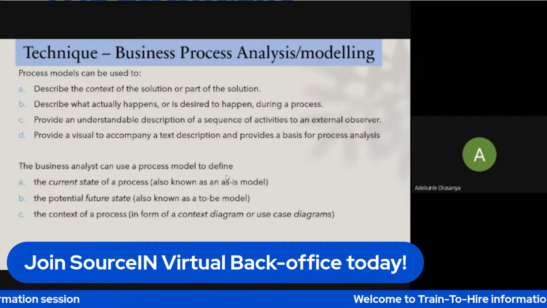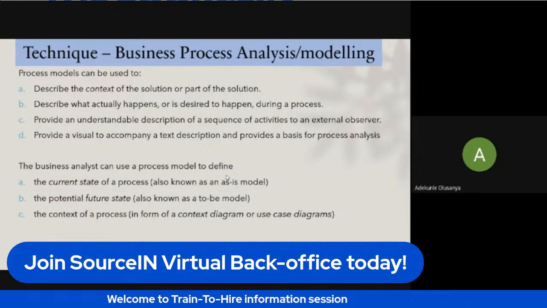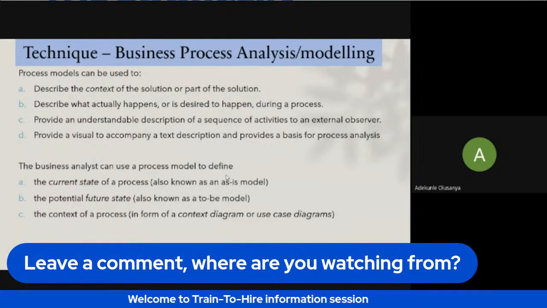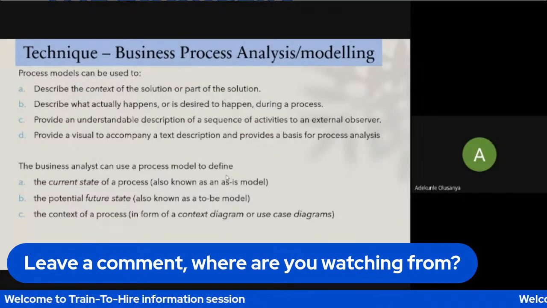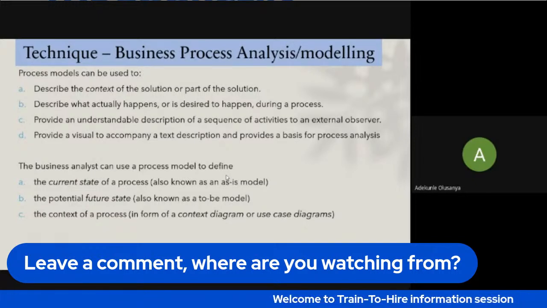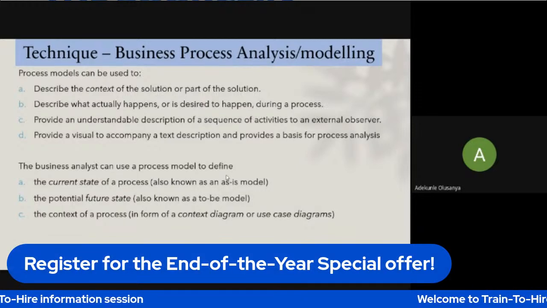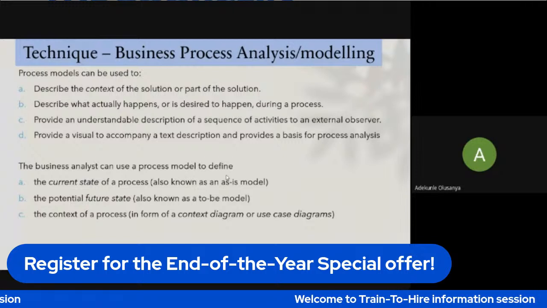So what this means is if you have a process model, it can also be useful because you want to further analyze the process. So you want to have a visual. Then it's easy for you to tinker, turn it around, turn it inside out, then to add to improve upon the process. Now, what I just said, a business analyst can use a process model to define the current state of the process, known as the as-is model, the potential future states, known as the to-be model, then the context of a process in form of a context diagram or use case diagrams. Those are also techniques we'll get to in the future.